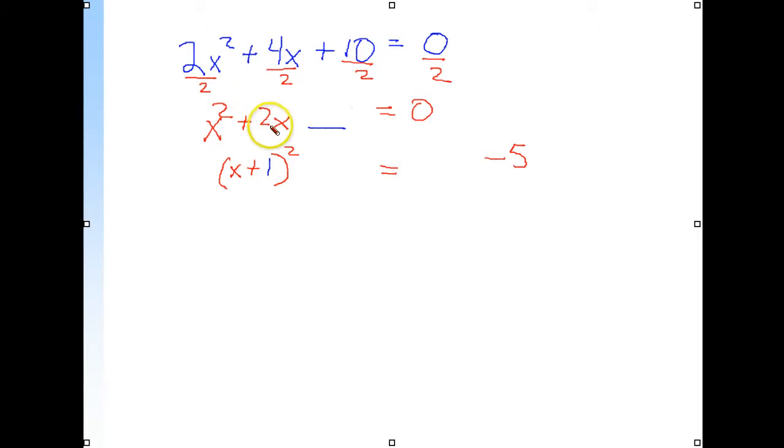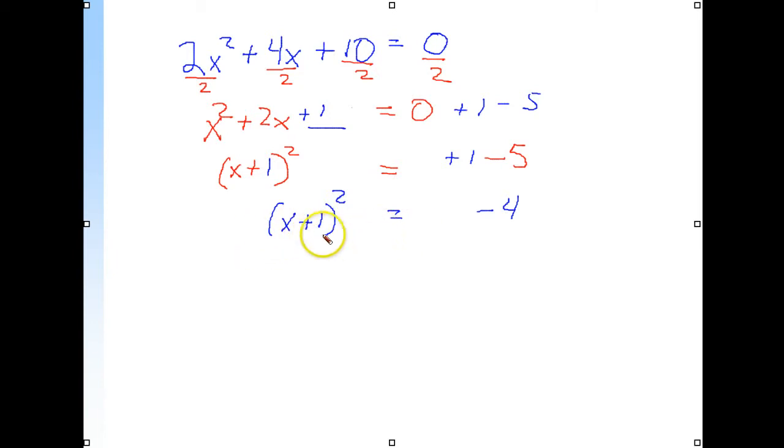Actually, I picked an easy one here. If we square 1, we get 1. So we have to add that 1 to both sides of the equation, by the way. We transpose that. So we now have x plus 1, the quantity squared, equals a negative 4.